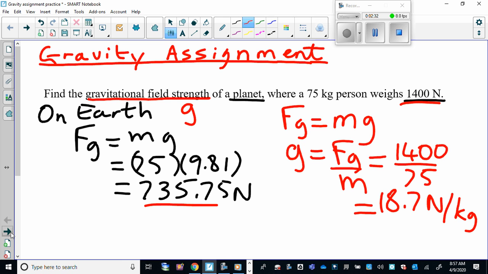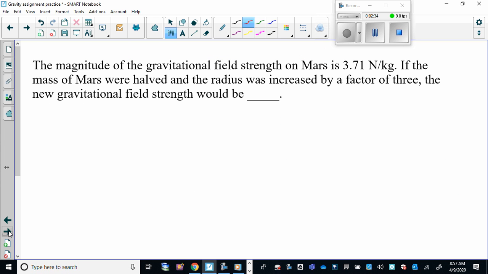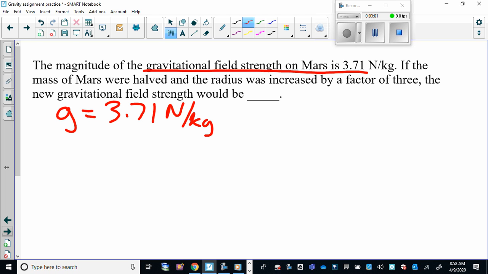That's number 1. Number 2 says the magnitude of the gravitational field strength on Mars is 3.71 newtons per kilogram. If the mass of Mars were halved and the radius were increased by a factor of 3, the new gravitational field strength would be. So gravitational field strength, that's g. g equals 3.71 newtons per kilogram, or meters per second squared. They're the same unit.